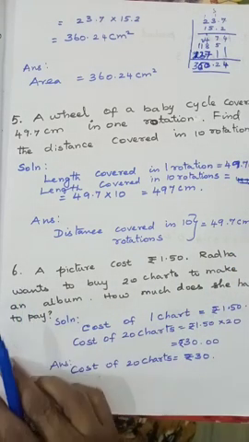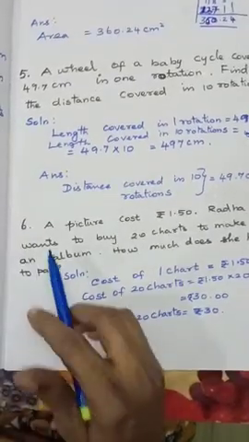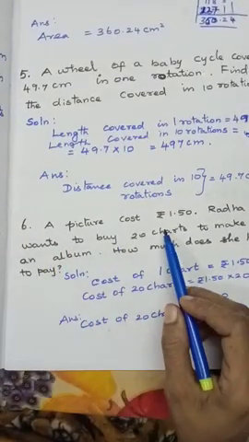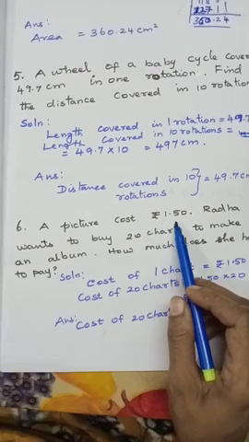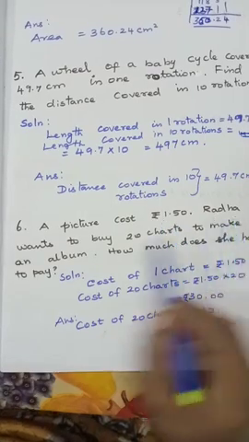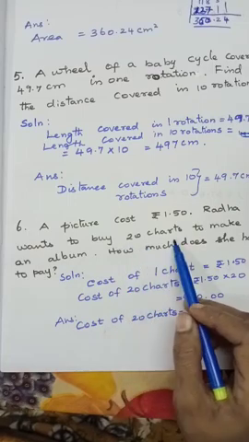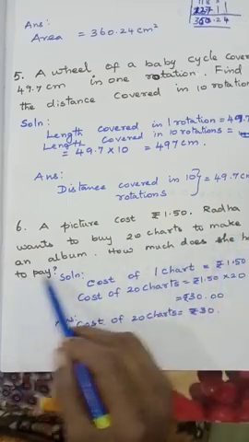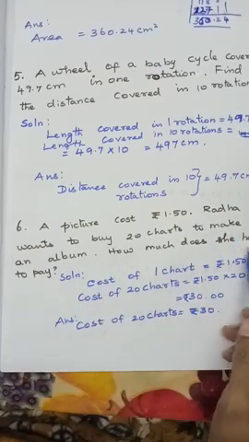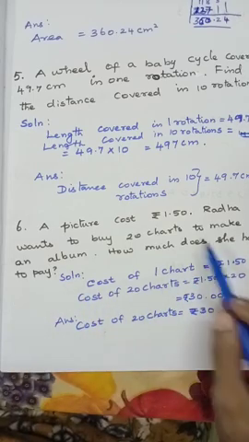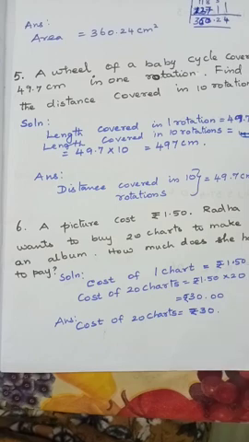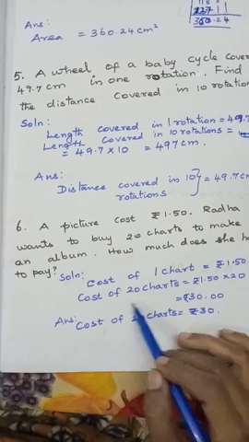Yeah, we shall move to the sixth problem. A picture cost rupees 1.50, that is 1 rupee 50 paise. Radha wants to buy 20 charts to make an album. How much does she have to pay? Cost of one chart is equal to 1 rupee 50 paise. Then you have to say 20 charts.